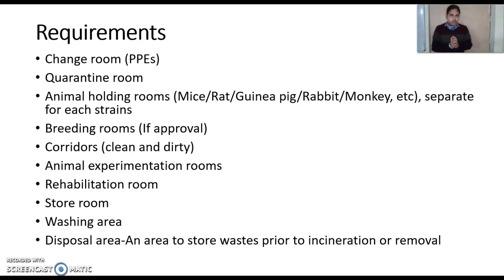According to the guidelines, you have to make a layout of the animal house facility, and in the layout you have to mention which rooms, and how many rooms, you have to make. It's mentioned in the CPCSEA guidelines which rooms are mandatory, what should be their size, what should be the height, everything has been mentioned. So, the first room required in the animal house facility is the change room.